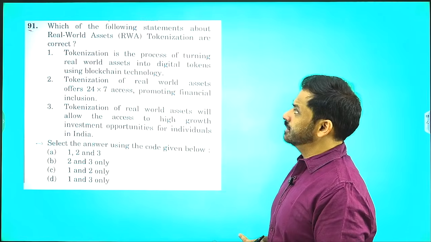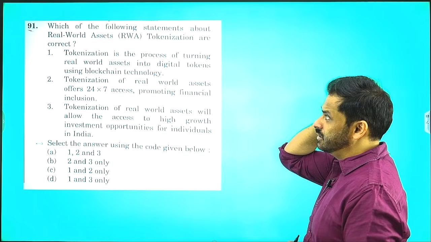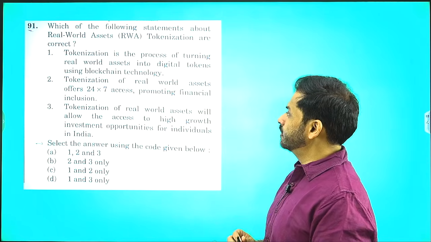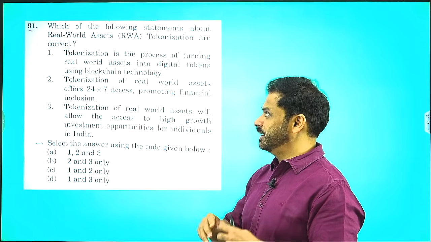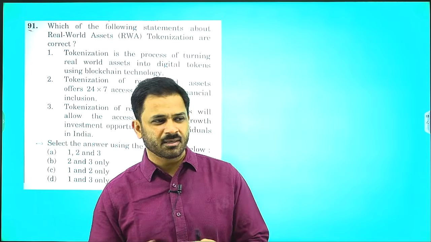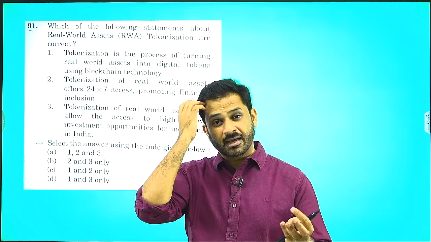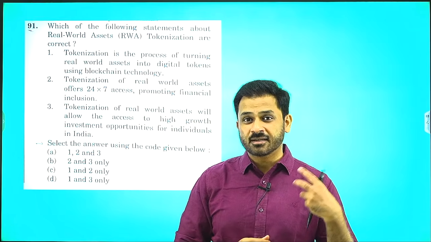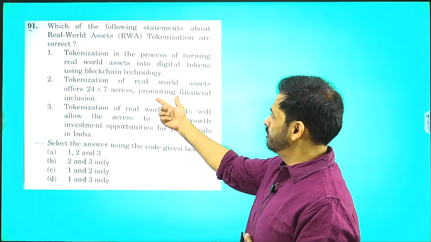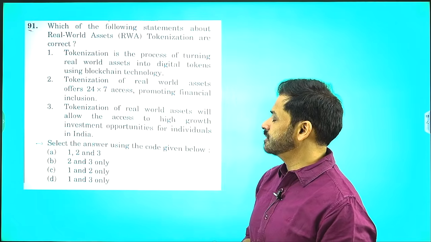So this real world tokenization, just look at the statement, is a process of turning real world assets into digital tokens using blockchain technology, right? That's correct. Tokenization of real world assets is 24/7 access, because of availability throughout. That means it provides you a global environment and accessibility is there. Security, accessibility, transparency. Then there is a cost and operational efficiency also in this system. So that promotes financial inclusion, because as I told you, a large number of people can participate in this process.